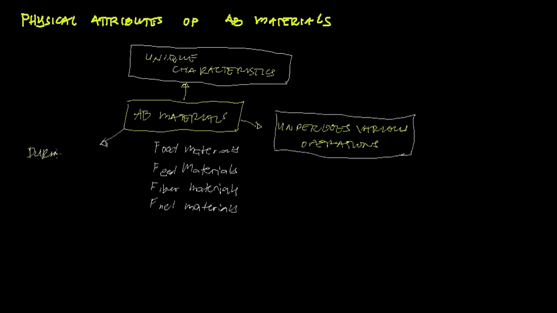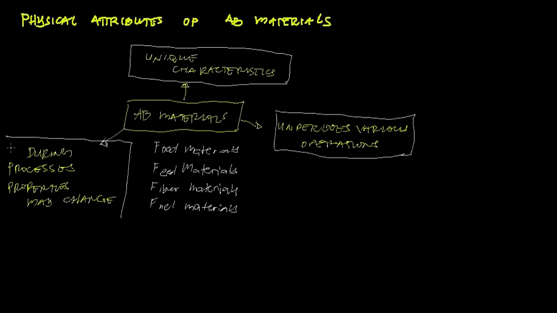So during processes, properties may change. Okay. So all these three facts: the unique characteristics of AB materials, that they undergo various operations, and that during the process the properties may change.